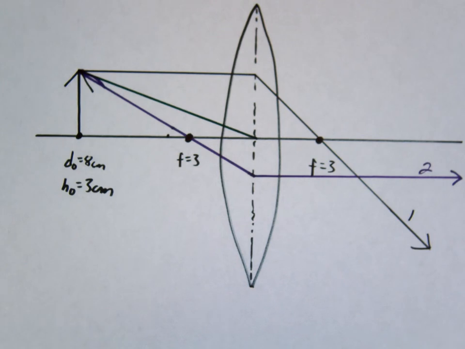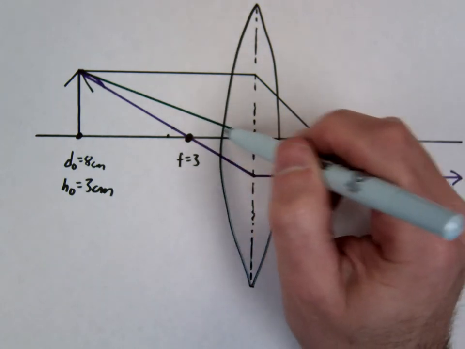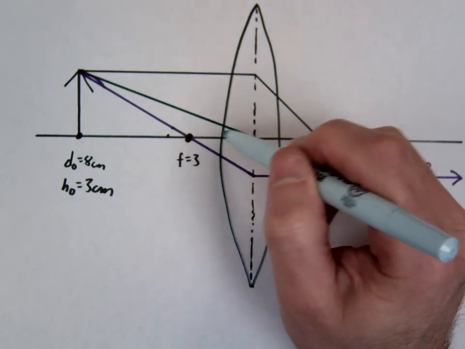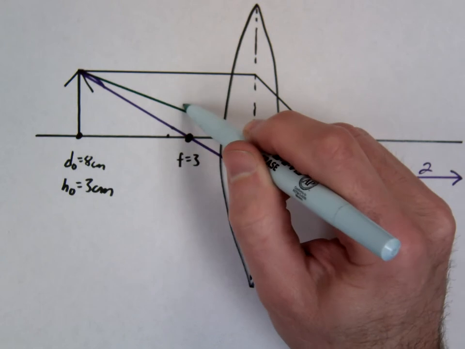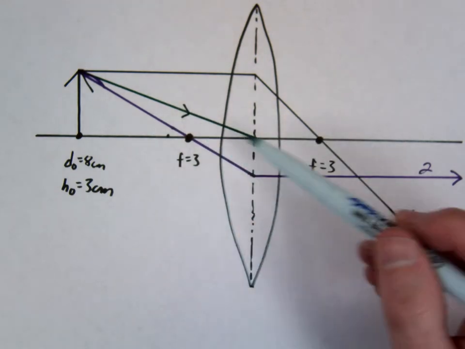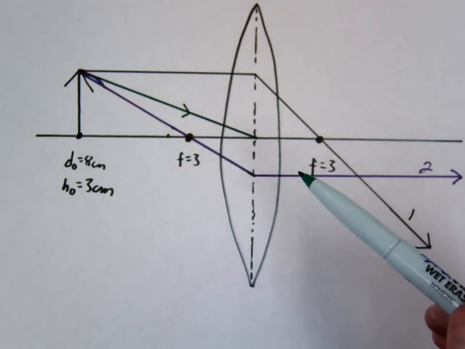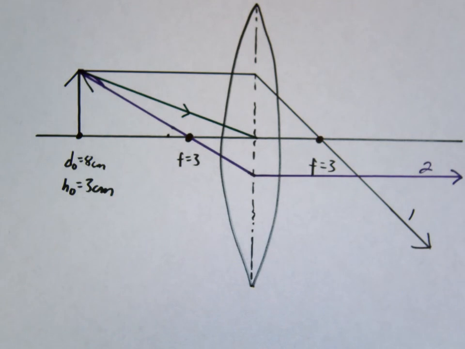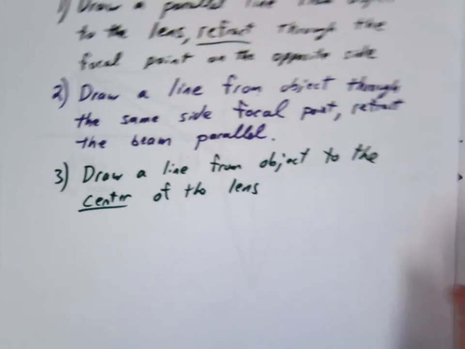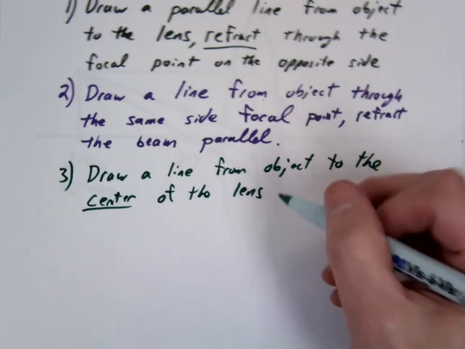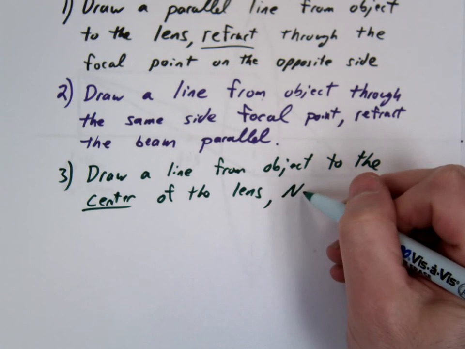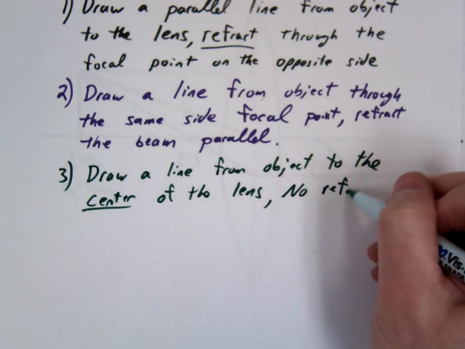Now here's what happens. You can kind of see it from this picture. This is going to hit right on the normal. The normal's angled and the beam itself is angled, so it's going to hit right on the normal. What happens when things hit right on the normal? It doesn't refract at all. It just keeps moving in a straight line. And so that's what you're going to do. You draw your line from the object to the center of the lens. No refraction will occur.